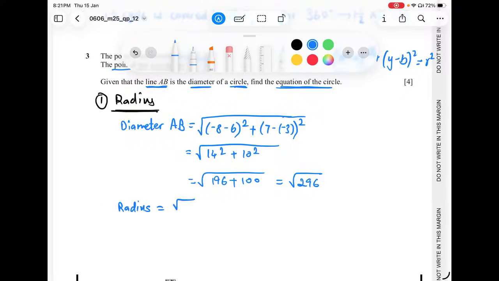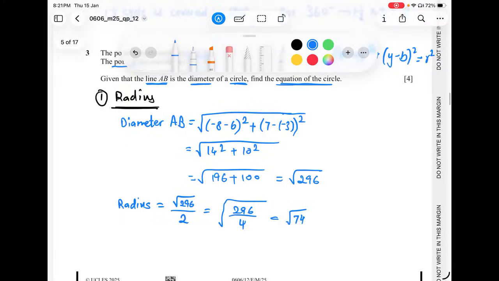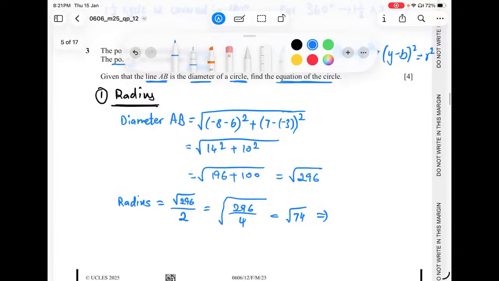So the radius would be the square root of 296 divided by 2. What you can do is put it inside the square root as 296 over 4, because 2 squared is equal to 4, and when you square root 4 you get 2. Then 296 divided by 4 gives the square root of 74. So now you have the square root of 74 as your radius, and r squared would be 74.